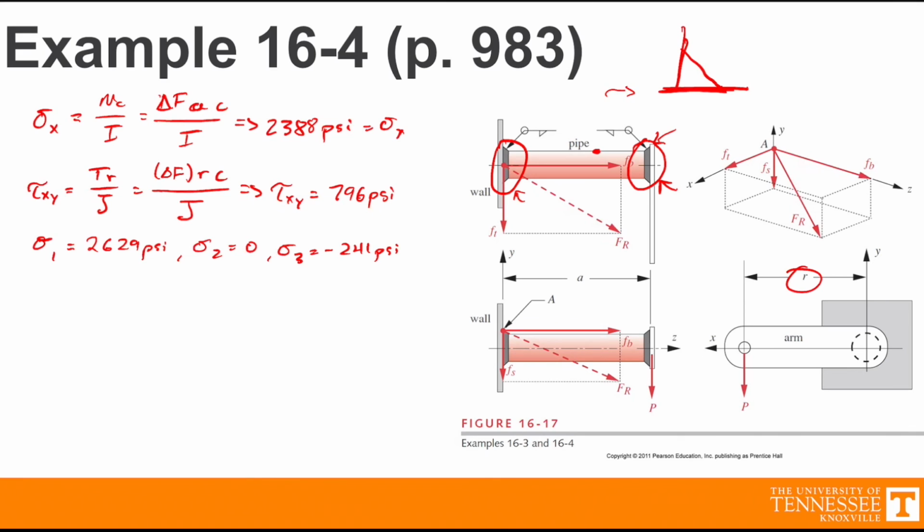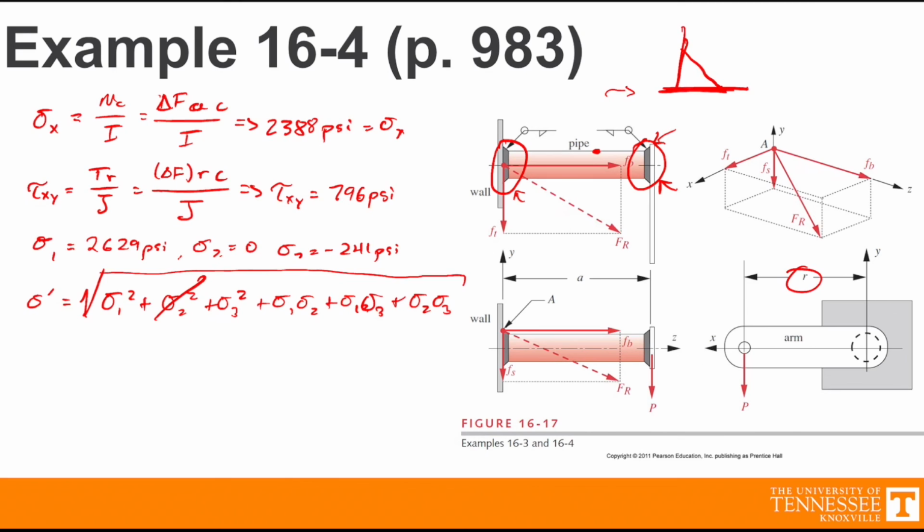Now, we've got the von Mises equation. Sigma prime is equal to the square root of sigma 1 squared plus sigma 2 squared plus sigma 3 squared plus the interactions of sigma 1, sigma 2, sigma 1, sigma 3, and sigma 2 and sigma 3. But since sigma 2 is equal to 0, we can simplify this pretty good and get it all the way down to sigma prime is equal to the square root of sigma 1 squared plus sigma 3 squared plus the interaction between sigma 1 and sigma 3. And so if we plug in our principal stresses that we found, that gives us a von Mises stress of 2,757 psi.